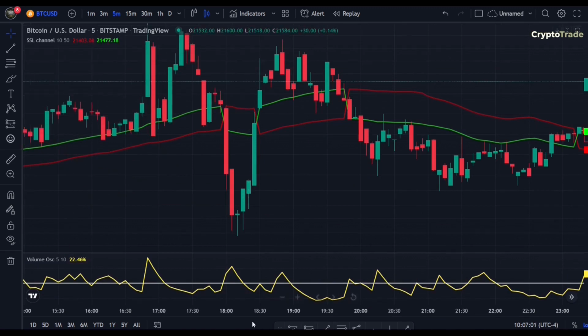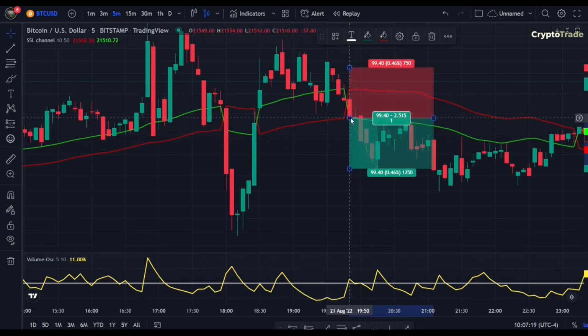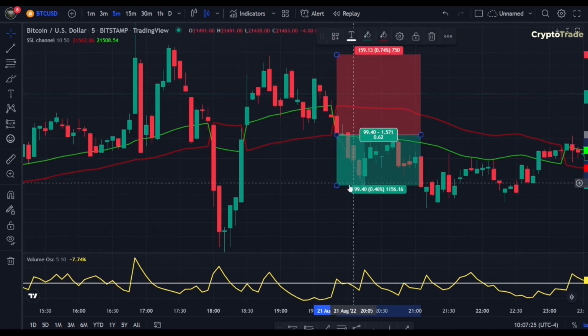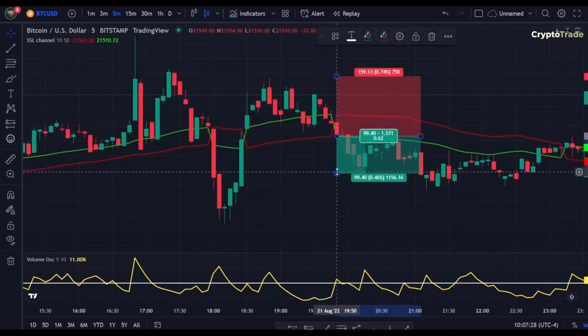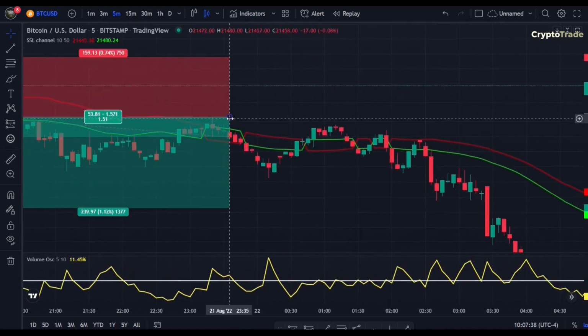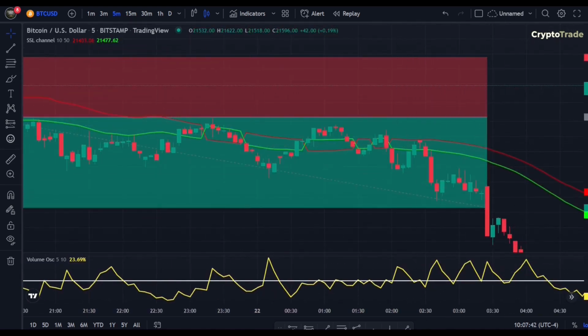For a sell order, the SSL channel indicator must give a sell signal, with the red line crossing the green line downwards. The yellow line of the volume oscillator indicator must be above the white line, which indicates 0. If these conditions are met, then place a sell order at the close of the candle. Place the stop loss above the nearest swing high. The risk to reward ratio will be set to 1 to 1.5. I hope you have understood the selling strategy.